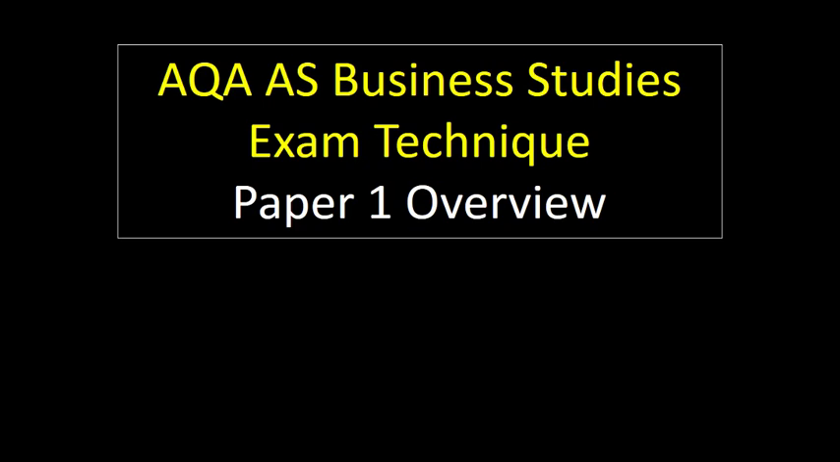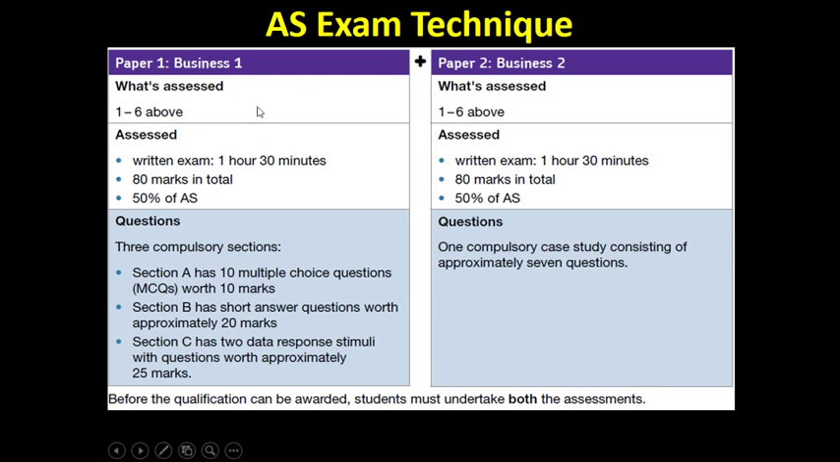This video is going to be the first in a series of videos looking at exam technique for particularly AS, but it probably applies to A2 as well. This is going to particularly look at paper 1. So there are two papers for the AS exam, each one worth 50%. The papers are slightly different in terms of how they are structured.